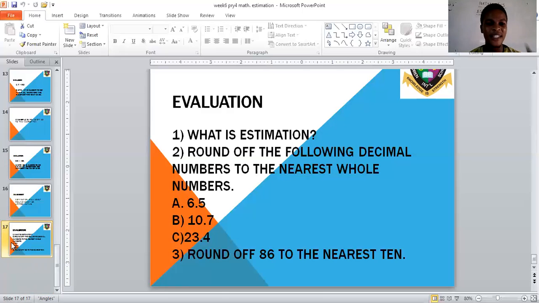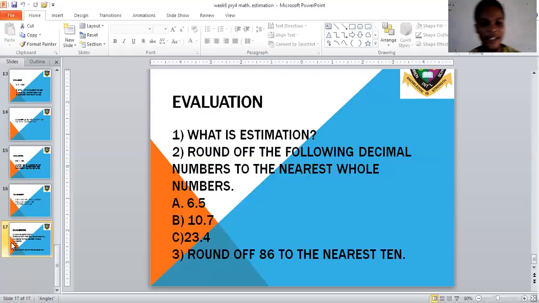The second question says 10.7. The first thing you need to do, just like I said earlier on, is to look at the digit in the 10th place. We are having 7, and that is the digit after the decimal point. Don't forget 7 is more than 5. So after changing 7 to 0, what do you do? You add 1 to the digit in the unit place. And what does that give you? I don't know. You do that on your own.